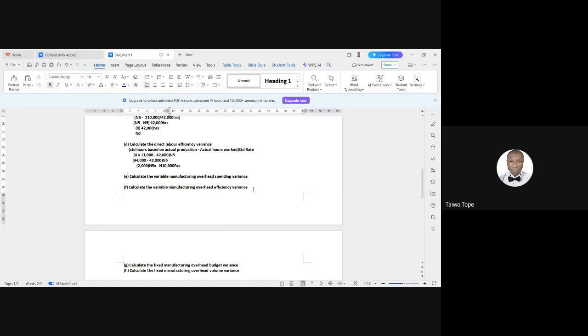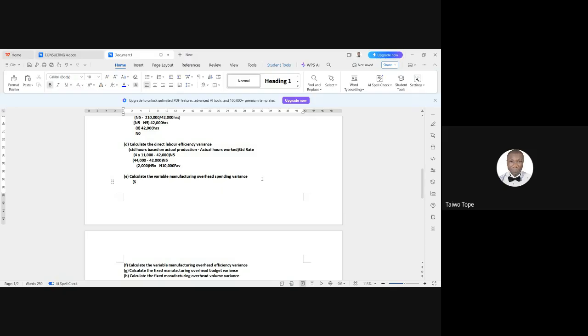Any other person having 21,000? Yes, sir, 21,000 adverse. All right, fine. So we have it. The formula is what? Variable manufacturing overhead spending variance. Now you go to the question and check for variable elements.